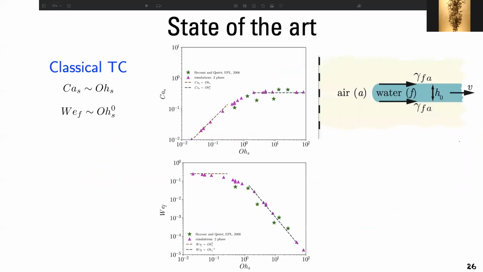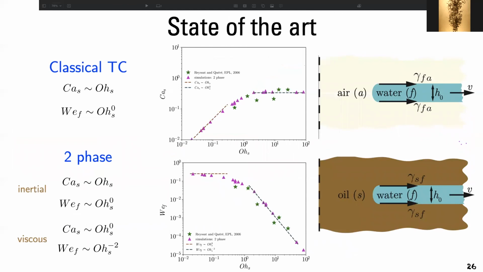That brings me to the conclusion of my talk. We studied two canonical configurations in this work. First, the classical Taylor-Culick, where the film Weber number remains constant, and second, the two-phase Taylor-Culick, where the surrounding viscous dissipation plays a role, and there we have two regimes. One is the inertial regime, which is similar to the classical Taylor-Culick, where the film Weber number is a constant, and second is the viscous regime, where the surrounding capillary number is a constant.